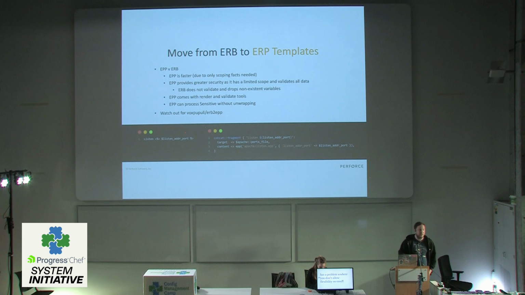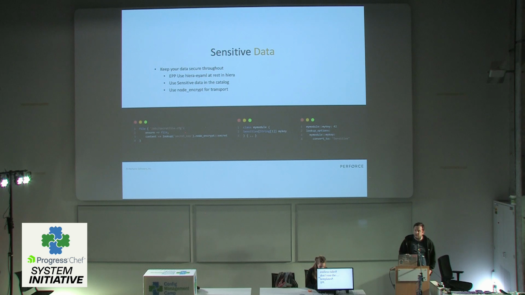And move from ERB to EPP templates. I know people still have ERB templates and they don't want to do it, but EPP is faster, it does not scope as wide, it can do sensitive without unwrapping, and Vox are working on a converter.